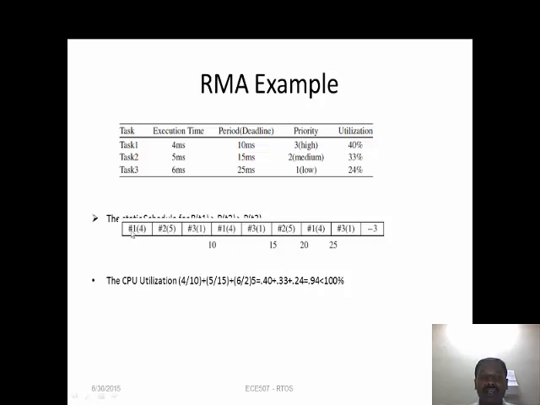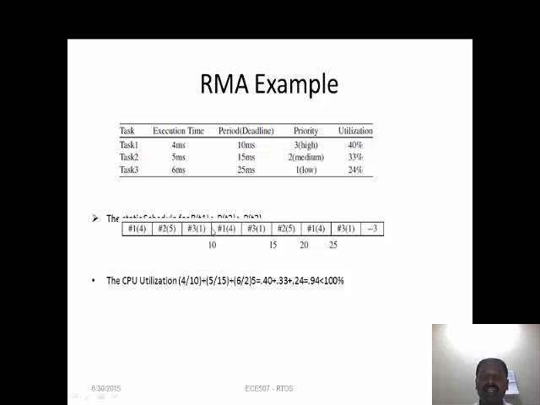Task 1 is indicated by hash 1, task 2 by hash 2, task 3 by hash 3. Since 3 is the higher priority task, it gets into the system first and runs for 4 milliseconds. Okay, it's done. Next, the second task runs for 5 milliseconds. So 4 plus 5, 9 milliseconds. Done. And now task 3 comes into execution and runs from the 9th to the 10th millisecond.